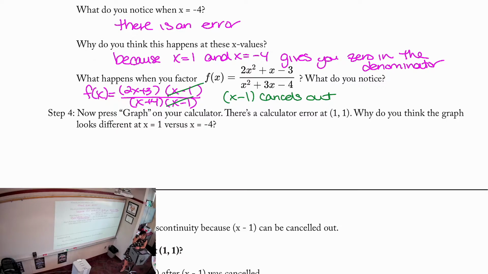Anytime you cancel something out of the equation or you remove something out of the equation, it is called a removable discontinuity. Now, in order for me to identify whether or not something has a vertical asymptote, I have to factor and cancel first. Then I can identify what's a vertical asymptote, because a removable discontinuity and a vertical asymptote are not the same thing.